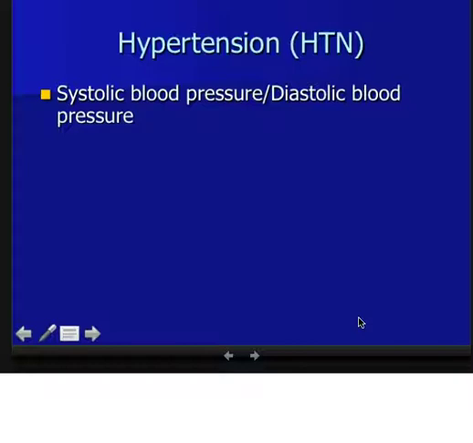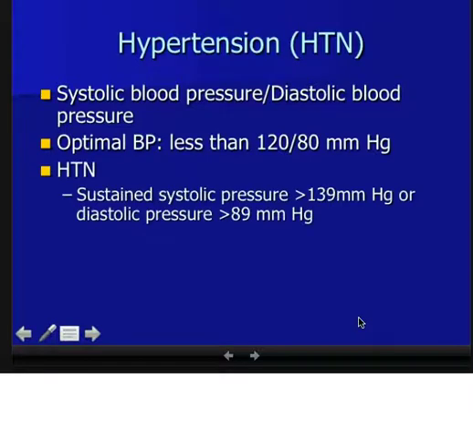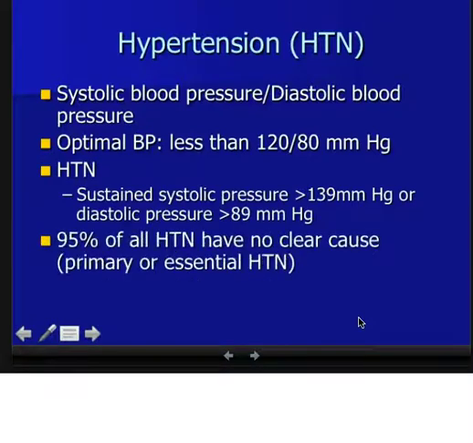So we want to be aware of hypertension. Optimal BP is less than 120 over 80 millimeters of mercury. Sustained systolic pressure is greater than 139 millimeters of mercury, or diastolic pressure greater than 89 millimeters of mercury, over a reading that is taken under different conditions over a series of days, not just one single reading.